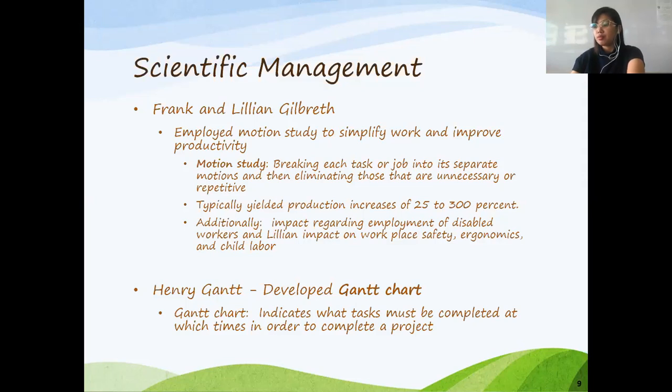Okay? According to Henry Gantt, the developer of the Gantt chart, no? The Gantt chart indicates what task must be completed at which time in order to complete a project. Okay? So, you have a chart. It indicates the time frame within which you should finish a project. So, that is called the Gantt chart, developed by Henry Gantt.